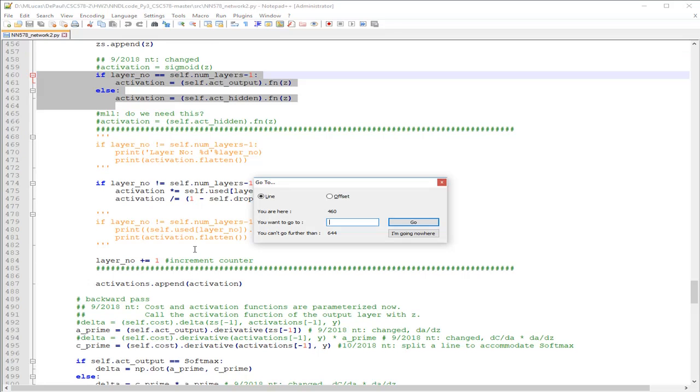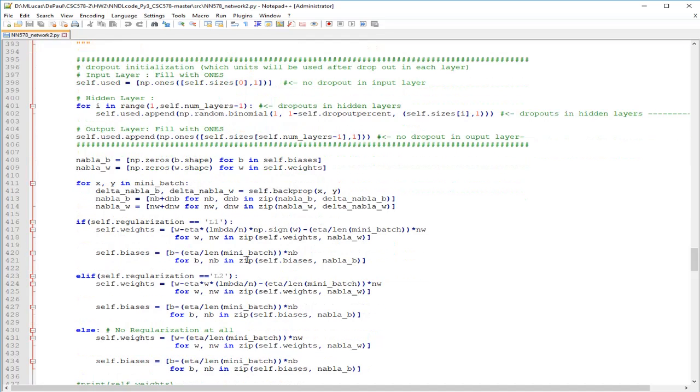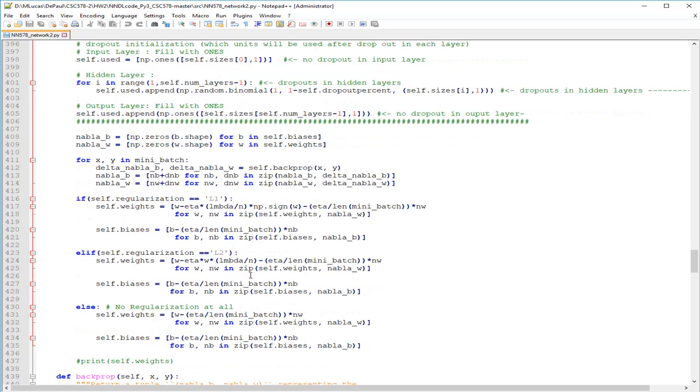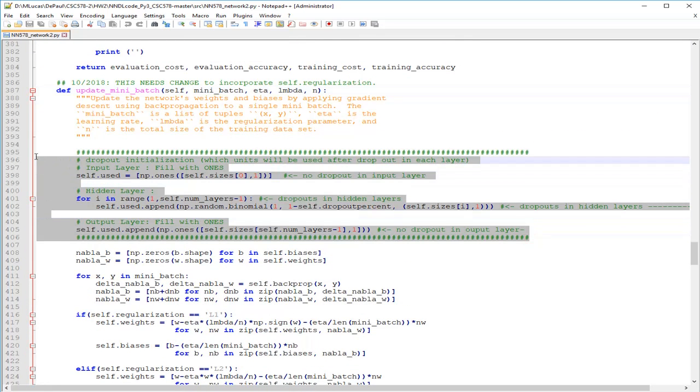We were also asked to modify the update mini batch, and the update mini batch was modified to include regularization functions for L1 and L2. And I also modified this function in order to include my dropout functionality.